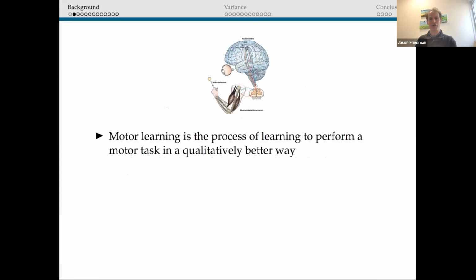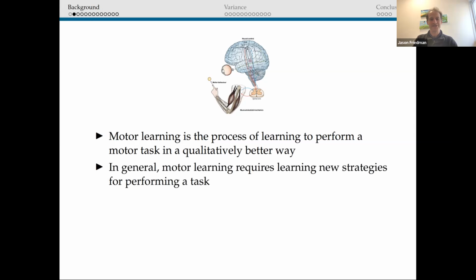So motor learning is a process of learning to perform a motor task in a qualitatively better way. In general, I think we can probably claim that motor learning requires learning new strategies for performing a task. There's always some argument about whether adaptation is considered motor learning, or is something different. But in general, I think if something is real motor learning, then we have to learn some new sort of strategy for performing a task.